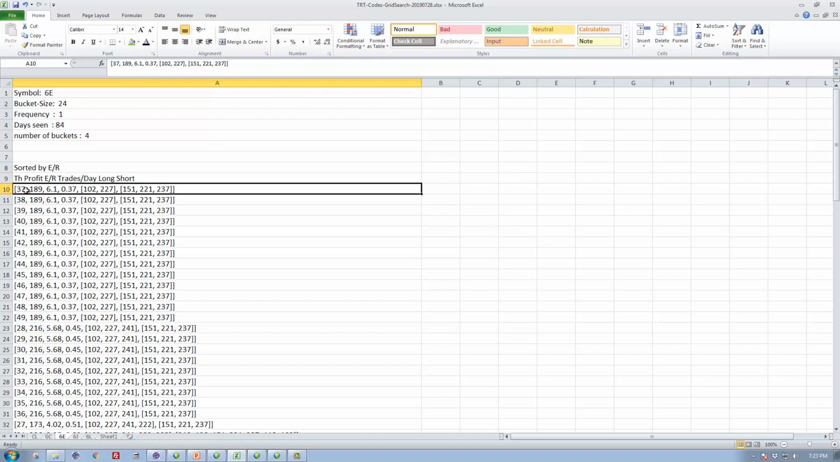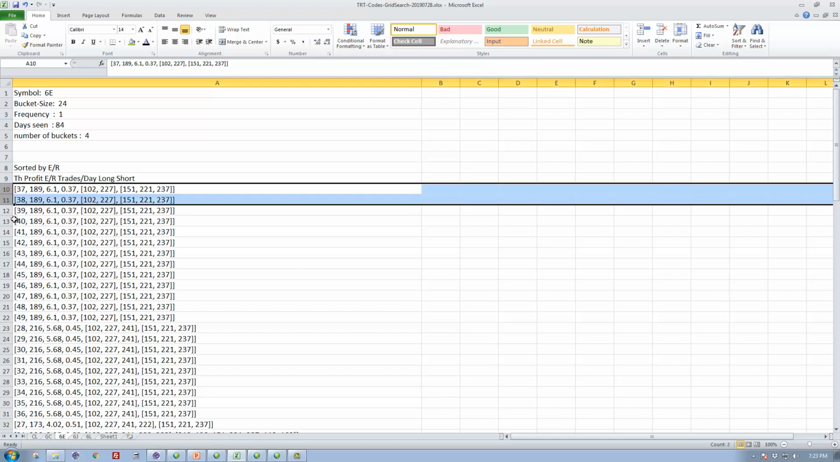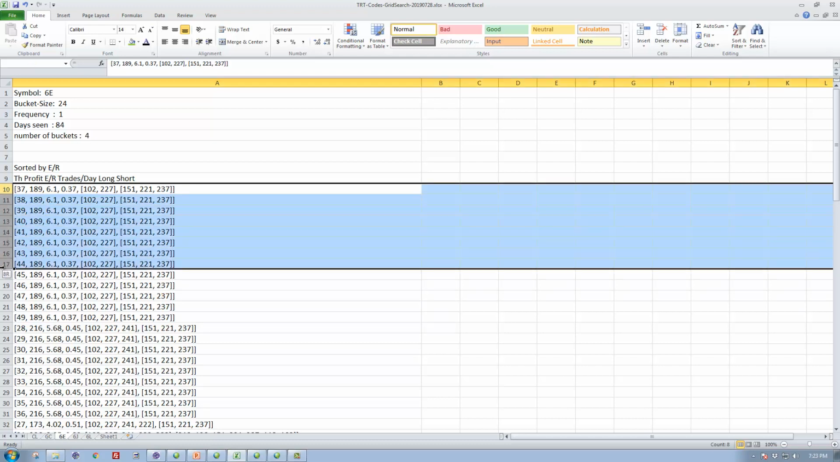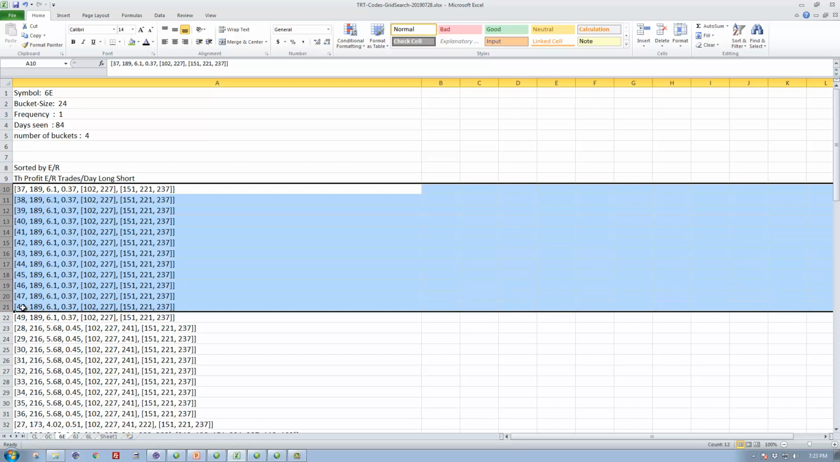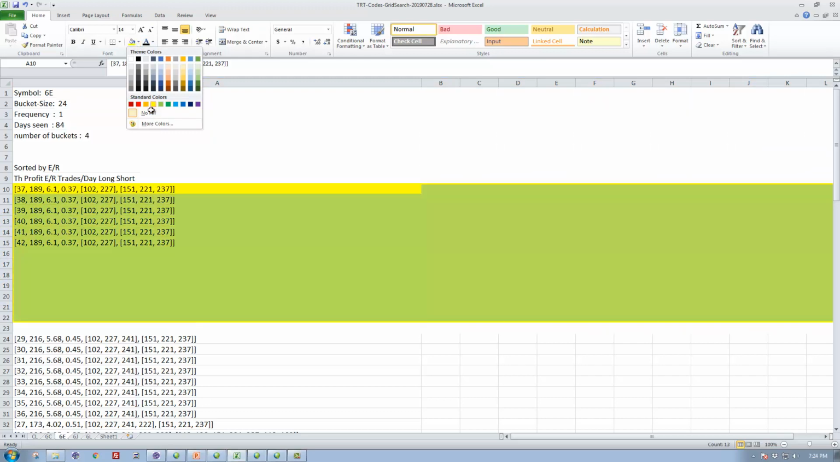The only reason to consider it is that the trades per day is low enough that I'm never going to get really hurt at 0.37. That's like 1.5 trades per week. At 0.2 would be one trade per week, right? 1 is 1 trade per day. So I would consider this. You can see what happens is that at 37 is the threshold, and then they all just stay the same all the way to the end. So let's put that as yellow.